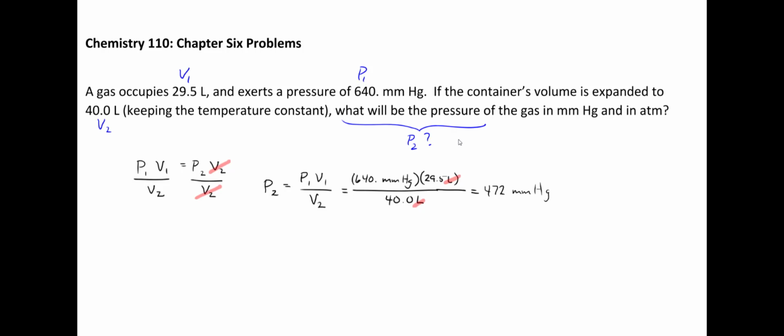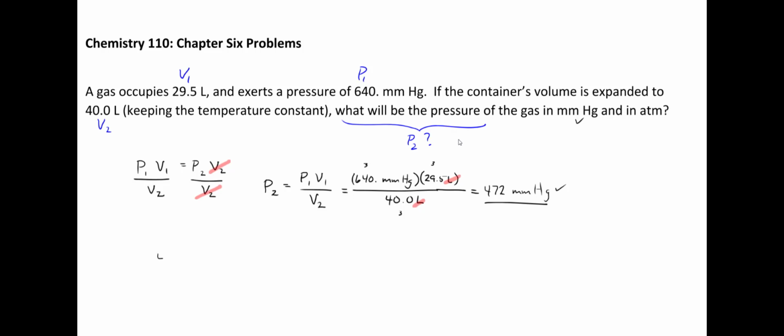And checking the significant digits, we see that 640 with a decimal has 3, 29.5 has 3, and 40 has 3. So we would then need this answer to have 3 significant digits, which it does. So that is the answer to the first part, which is that we wanted the pressure of the gas in millimeters of mercury. If we want it in different units, it's just a matter of doing a unit conversion problem.